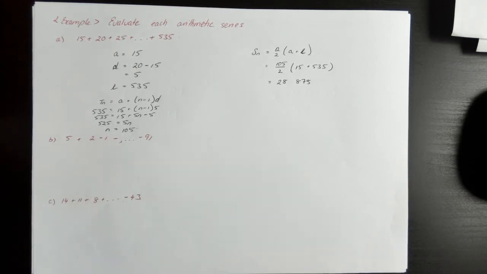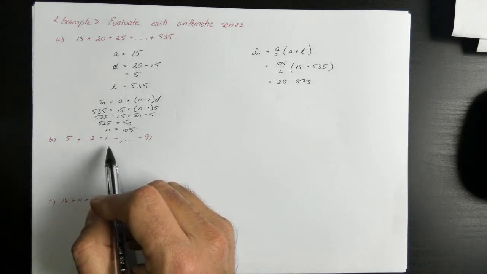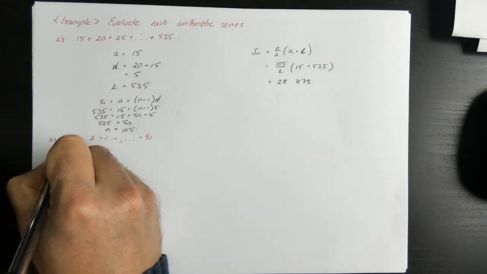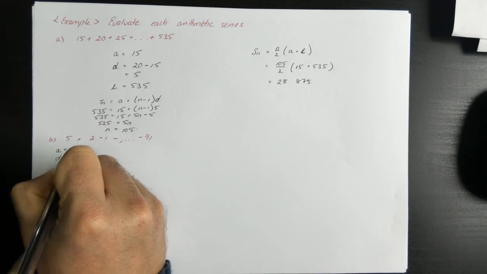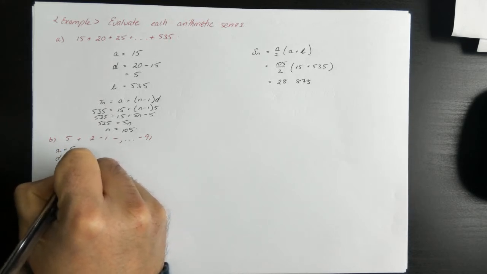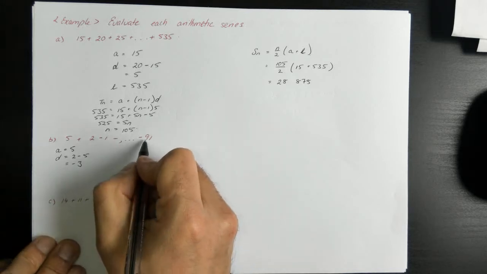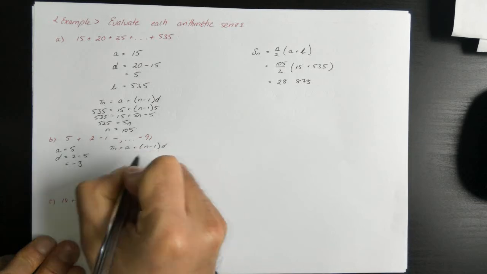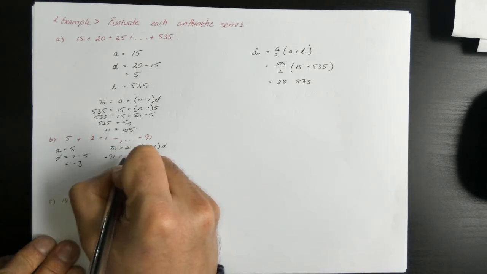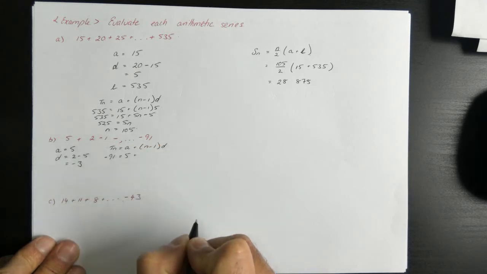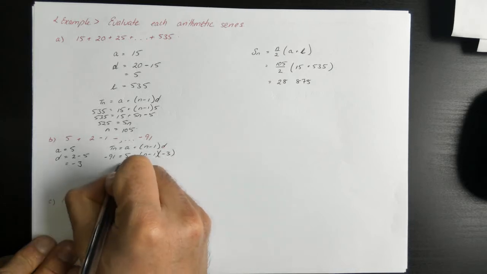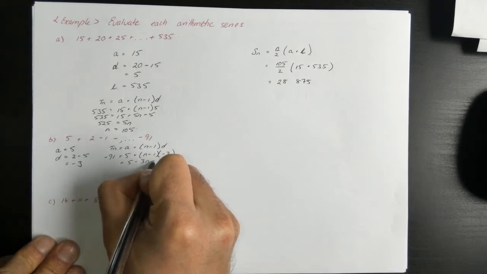Once again, so we've got 5 plus 2 minus 1 minus all the way to negative 91. So in this case, A is 5. The common difference is 2 minus 5, which is negative 3. Okay, we want to find what this term is. So using this formula, we've got negative 91. A is 5. That's still going to be n minus 1, but the common difference is negative 3. So we get 5 minus 3n plus 3.